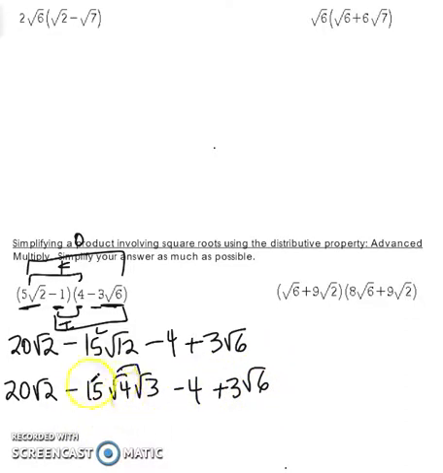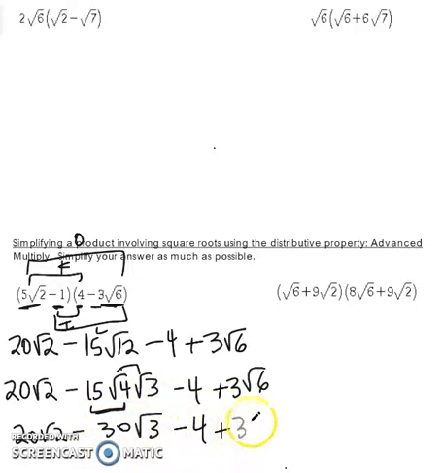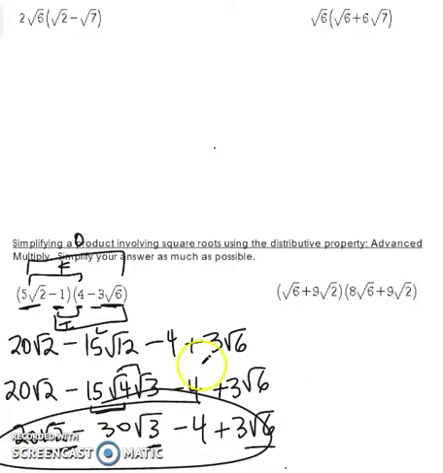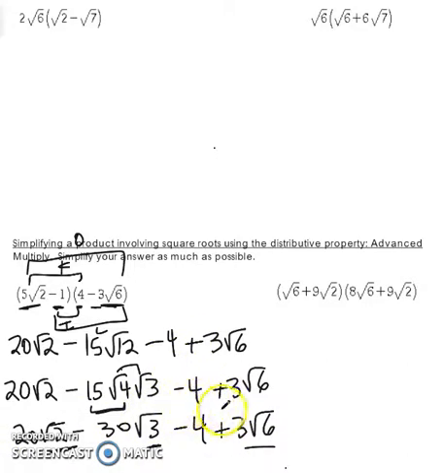Well, let's take out that root 4 and turn it into a 2. So we have 20 root 2 minus 15 times 2. That's 30 root 3 minus 4 plus 3 root 6. Do we have any common roots that we can combine? No, we don't. So guess what? This is our answer. Plain and simple.